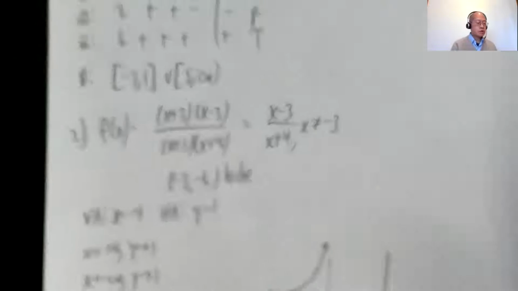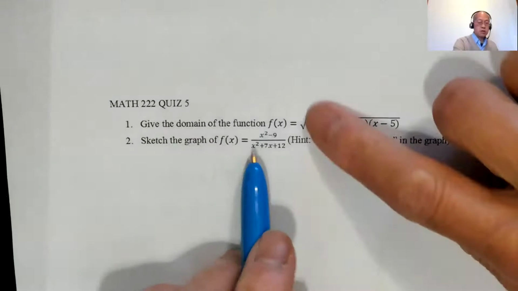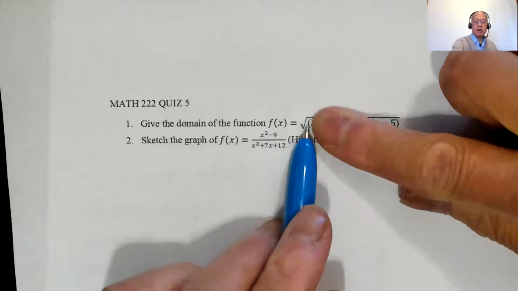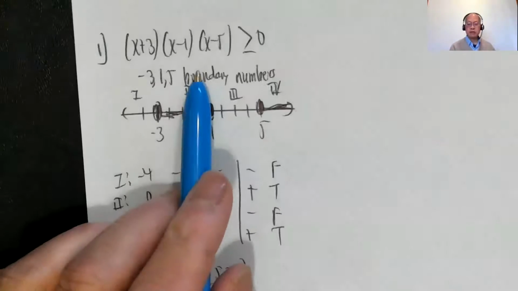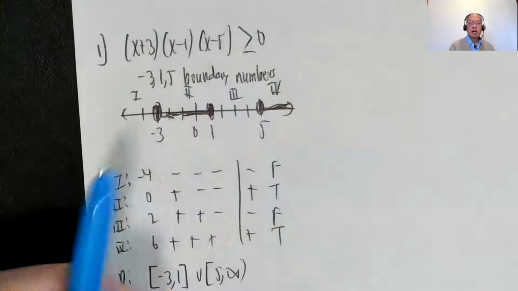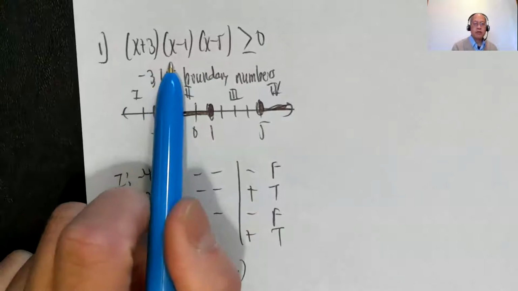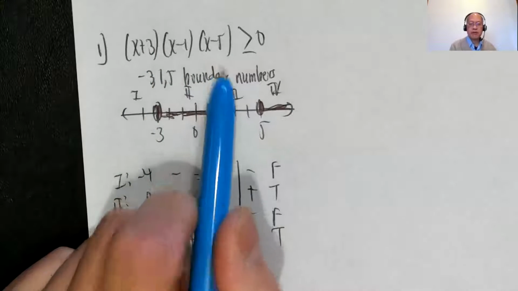Okay, number 1, you've got the square root of something. So the square root of whatever has to be greater than or equal to 0. So I set (x + 3)(x - 1)(x - 5) to be greater than or equal to 0. My boundary numbers are -3, 1, and 5. So we've played this game before.